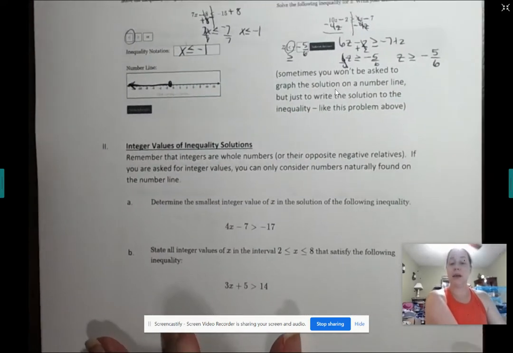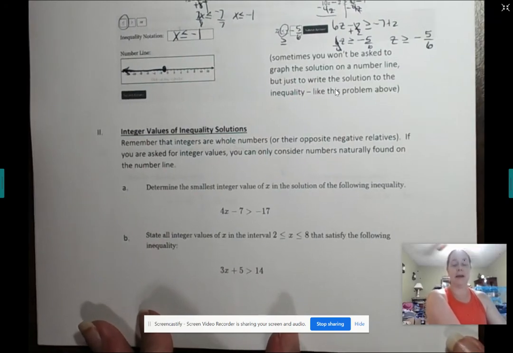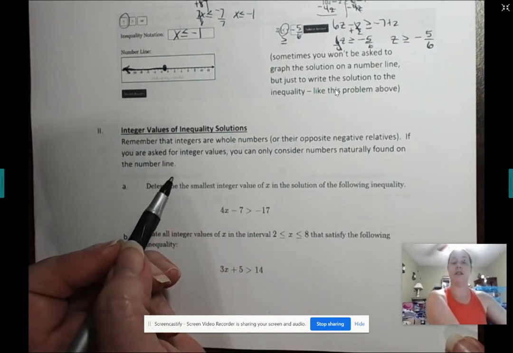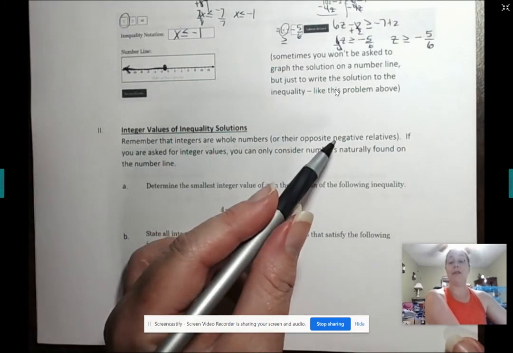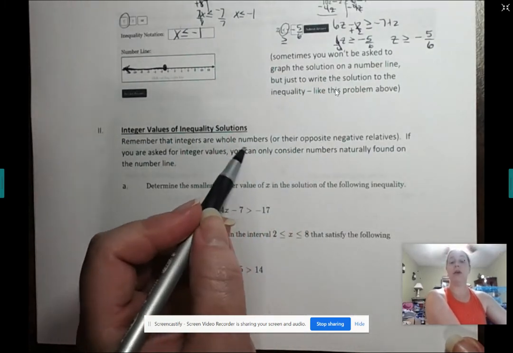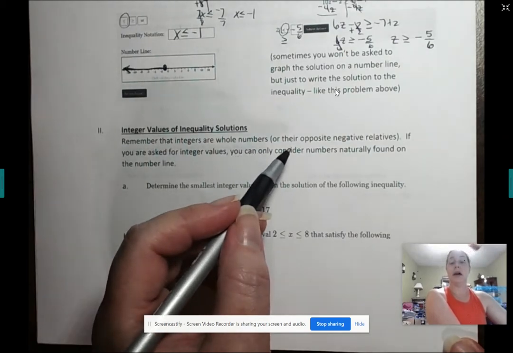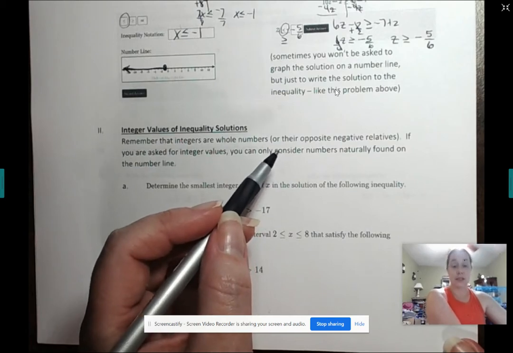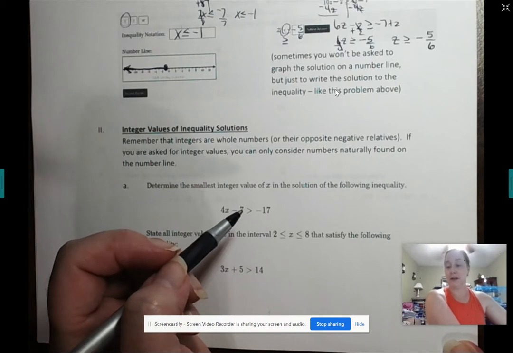Now, other things that you may be asked to do is they may give you an inequality to solve, but what they're asking for is something specific. For example, they may be asking you about integer values of solutions. Remember that an integer is a whole number or the negative opposite whole number. So whole numbers are always positive, but integers can be the positive or negative versions of whole numbers, and also zero. So if you're asked for integer values, you can only consider numbers naturally found on the number line.